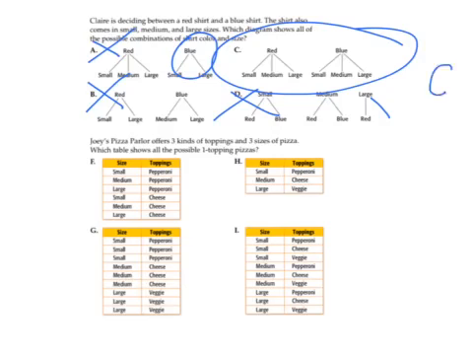All right, let's try this next one. Tony's Pizza Parlor offers 3 kinds of toppings and 3 sizes of pizza. Which table shows all possible 1-topping pizzas? All right, so this is an example of where we're doing it by a list. We've got small, medium, large for the pepperoni, small, medium, large for the cheese. Well, it says here that there are 3 toppings, and here I only have 1, 2.